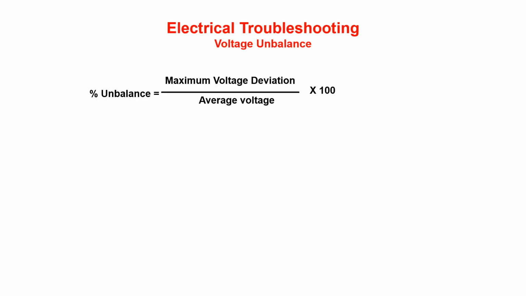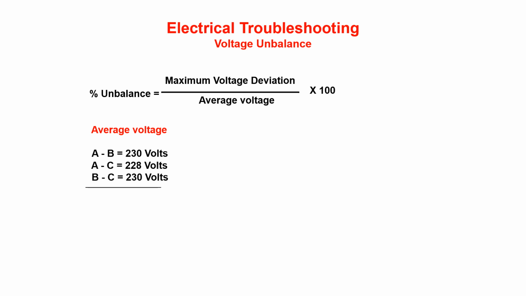The formula to calculate voltage unbalance is: percent of unbalance is equal to the maximum voltage deviation divided by the average voltage times 100. I'm showing the average voltage from the three readings in the previous slide: 230 volts, 228 volts, and 230 volts. Adding those together, I came up with 688.0 volts, divided by 3, which equals 229.3 volts, which I will round to 229 volts.